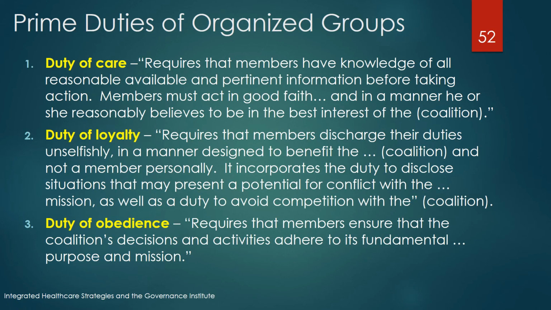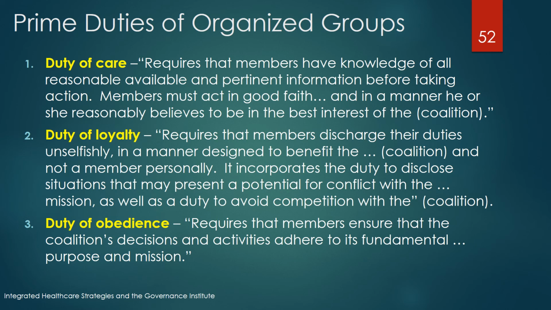In 2008, Integrated Healthcare Strategies and the Governance Institute developed a list of practices that apply to boards and top-performing organized groups like coalitions. This included 3 group duties and 6 core responsibilities. The 3 prime duties include: 1. Duty of care. Requires that members have knowledge of all reasonable, available, and pertinent information before taking action. Members must act in good faith and in a manner he or she reasonably believes to be in the best interest of the coalition.